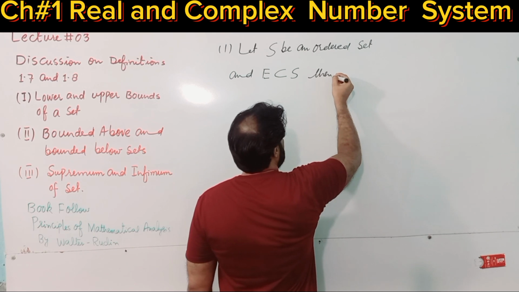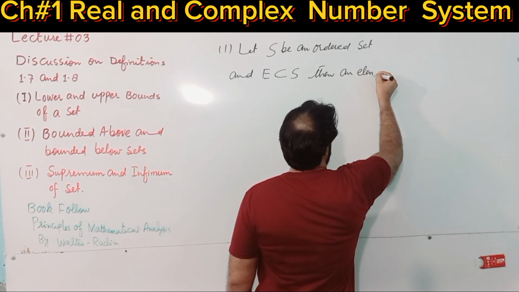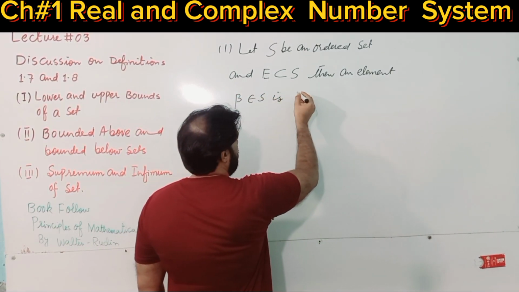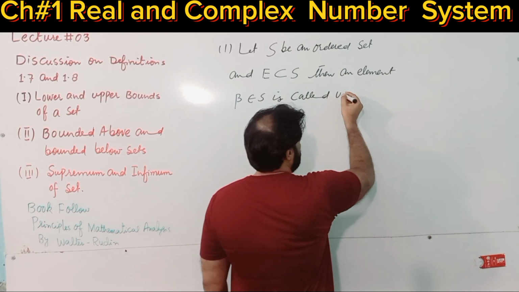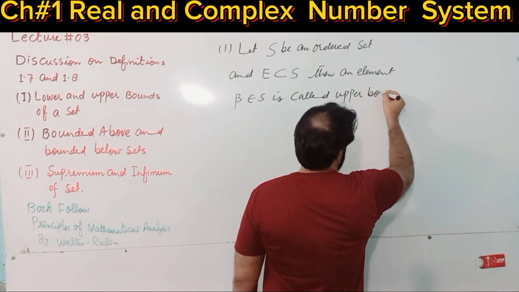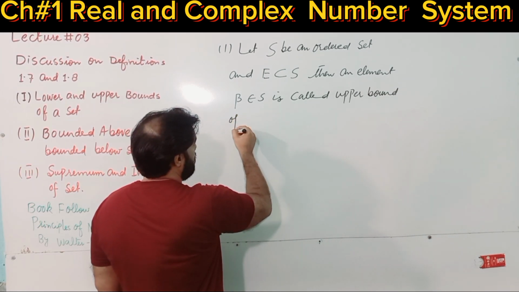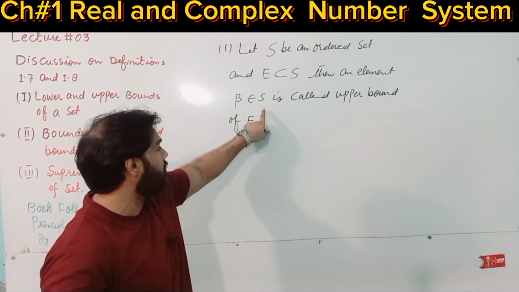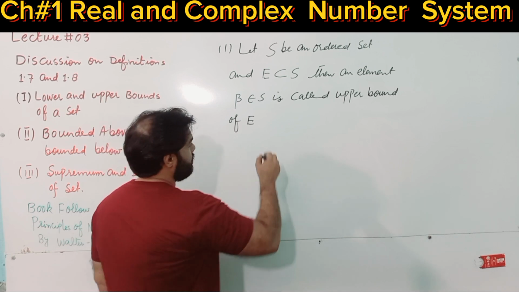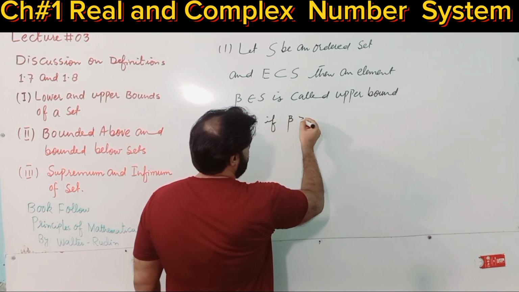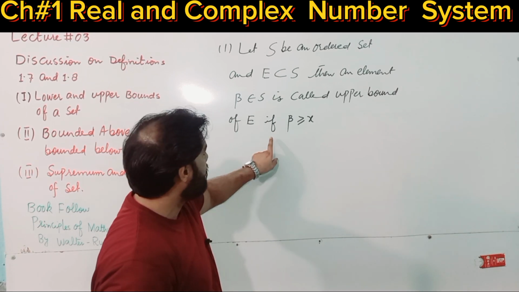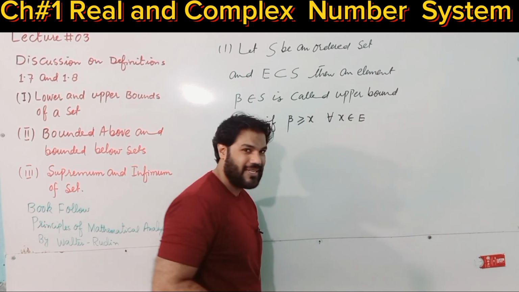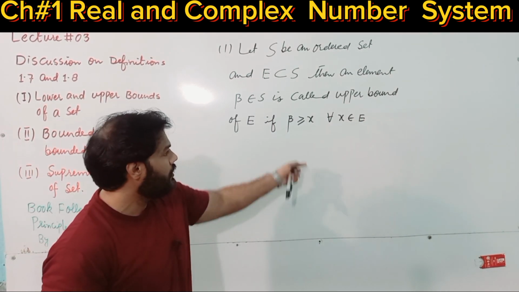Then an element beta belonging to S is called an upper bound of E if beta is greater than or equal to all elements of E. That is, if beta is greater than or equal to x for all x belonging to E, then in this case beta is called an upper bound of E.